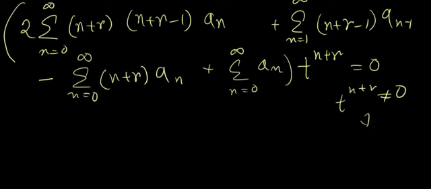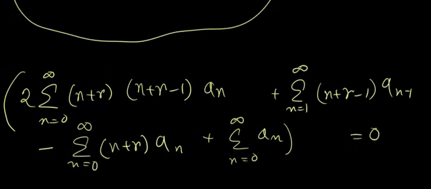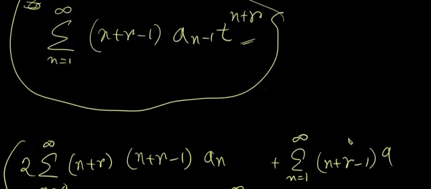This is the demand, because I already discussed it before. Because if t to the power n plus r, or any of the t, is 0, that's just a trivial solution. So we want the non-trivial solution. So what will happen is that since this is not 0, this thing over here is equal to 0.